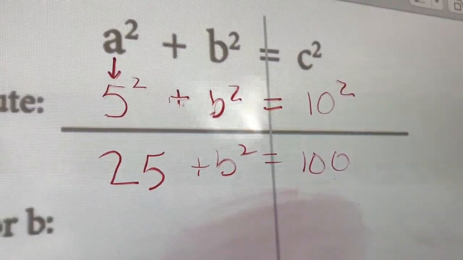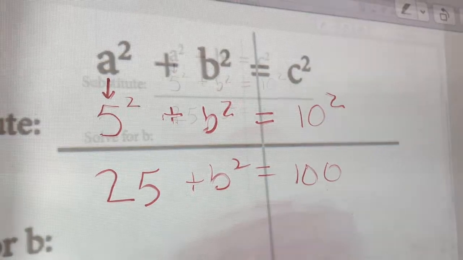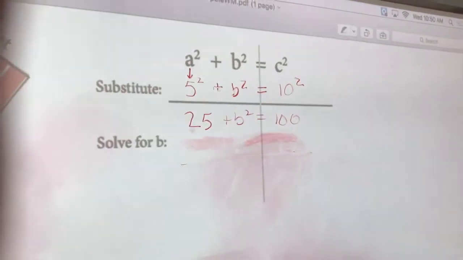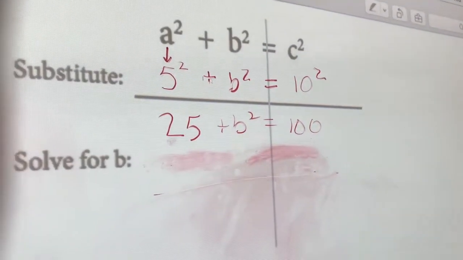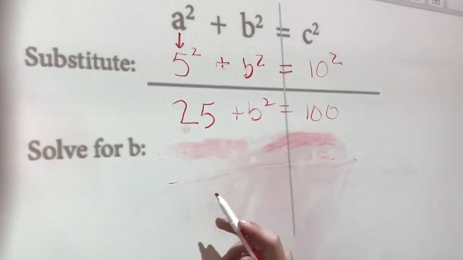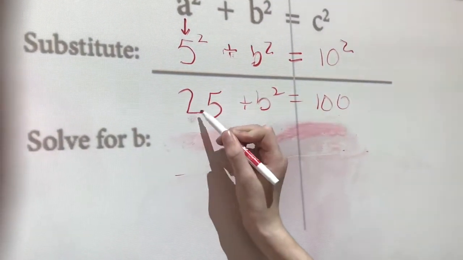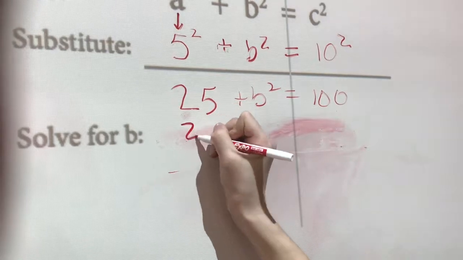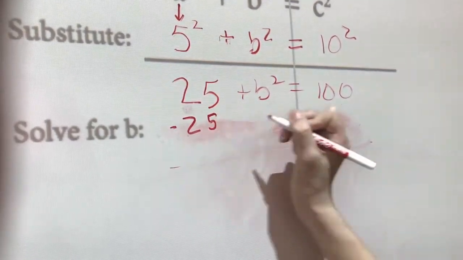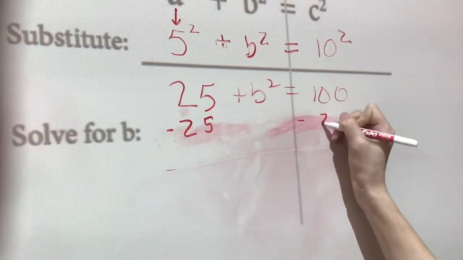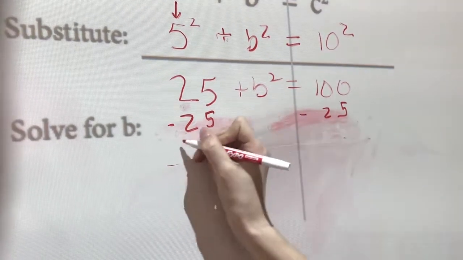Okay, so now we have to solve for B squared and then eventually B. We want to solve for B squared. How are you going to do it? What's your strategy? Done, minus 25 from both sides. Okay, let's do that. Good. I like the way you got that lined up. Okay.